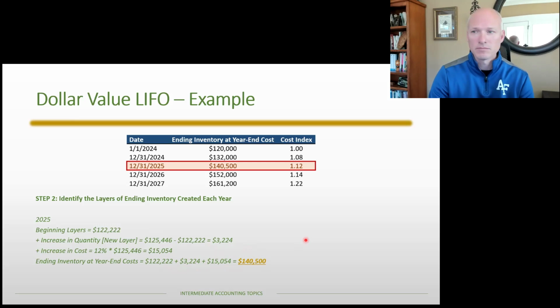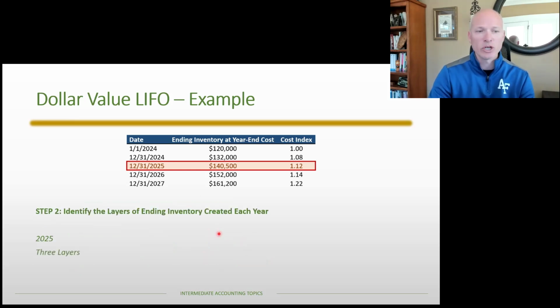So when we do this on the exam, we're mainly just worrying about the layers and the increase in quantity. Exactly. This is the number that you're after on the exam. This is just more to show you the full picture. But this is the number you want to get to, 3,224.